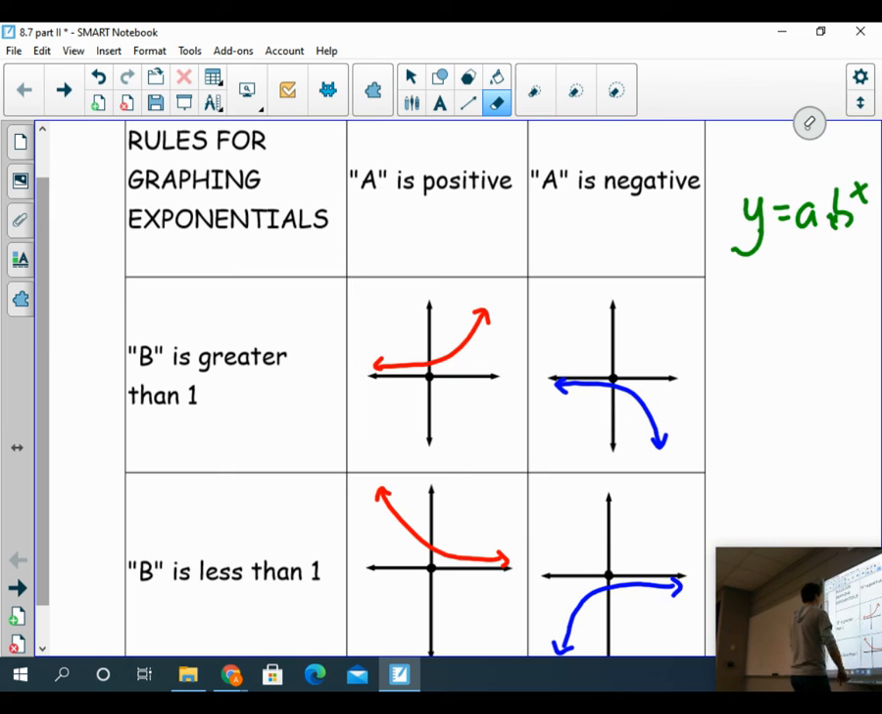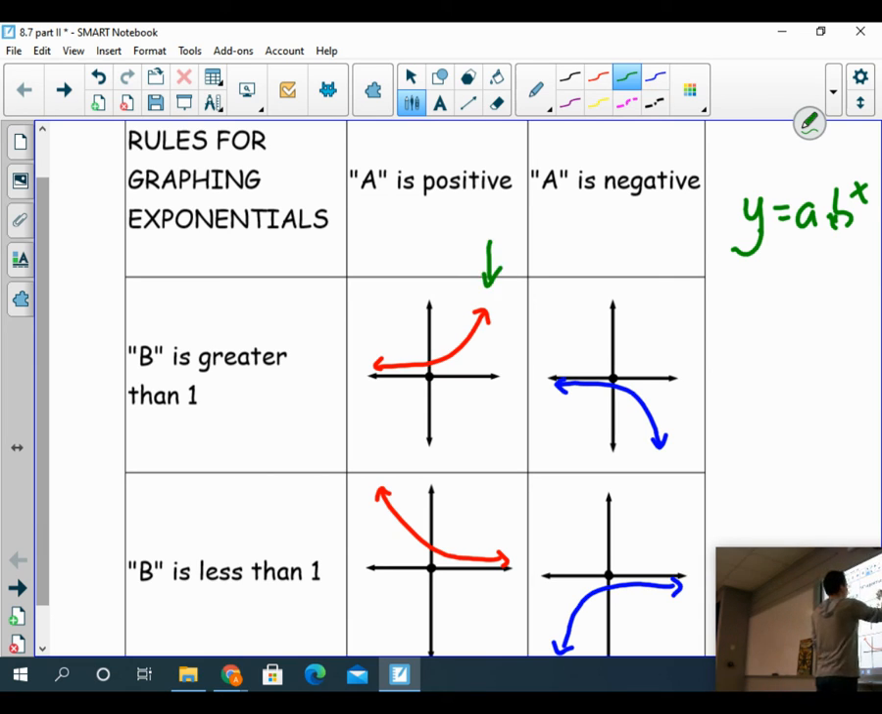What the b value will influence is which end, the left end or the right end, will have the high point of the curve. What you can see here is if your b value is greater than 1, the high point of the curve, or the really, really low point, depending on if your a is positive or negative, will be on the right side of the graph. When you're shooting up or shooting down, it will be on the right side of your graph. That happens when b is greater than 1.